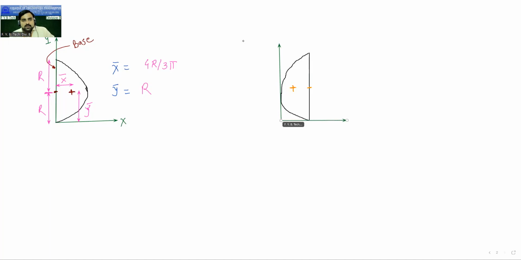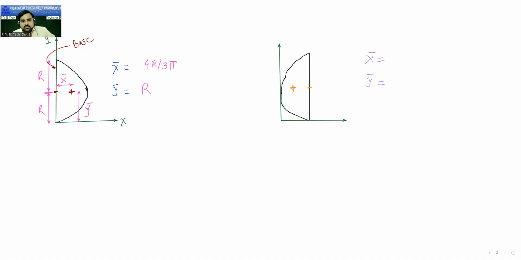Okay, so these are our reference axes. Now values. X bar is equal to, y bar is equal to. Tell me, what will x bar be? R minus 4R upon 3 pi. Correct. R minus 4R upon 3 pi. And what is y bar? R. Y bar is R. So here you can see how it is R minus 4R by 3 pi.